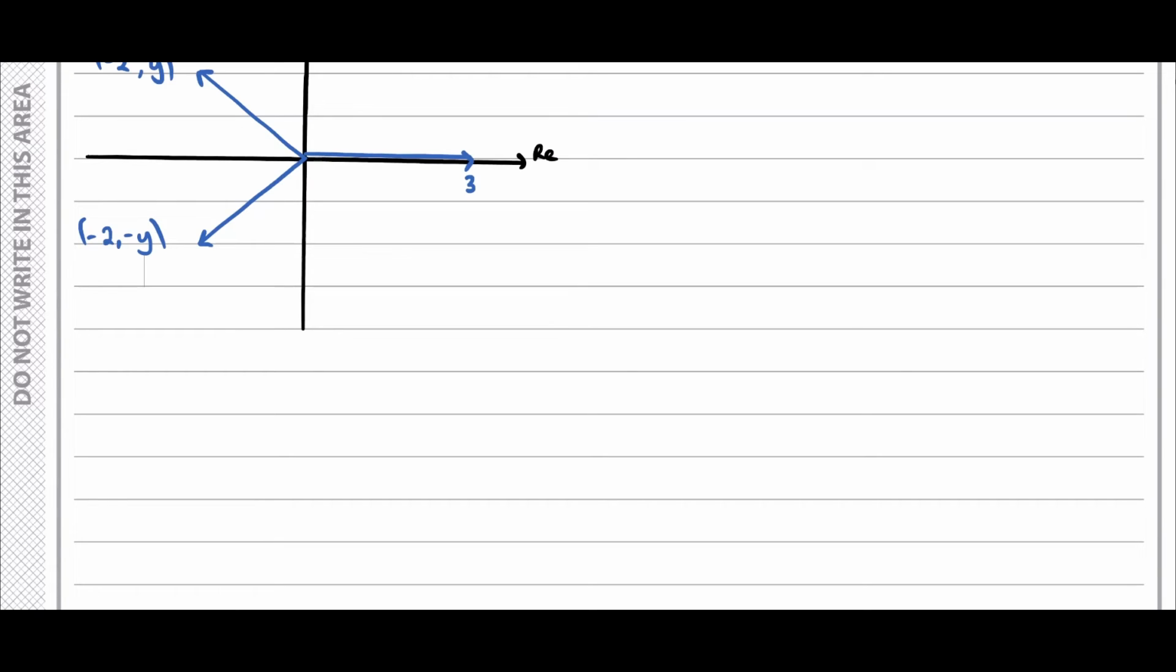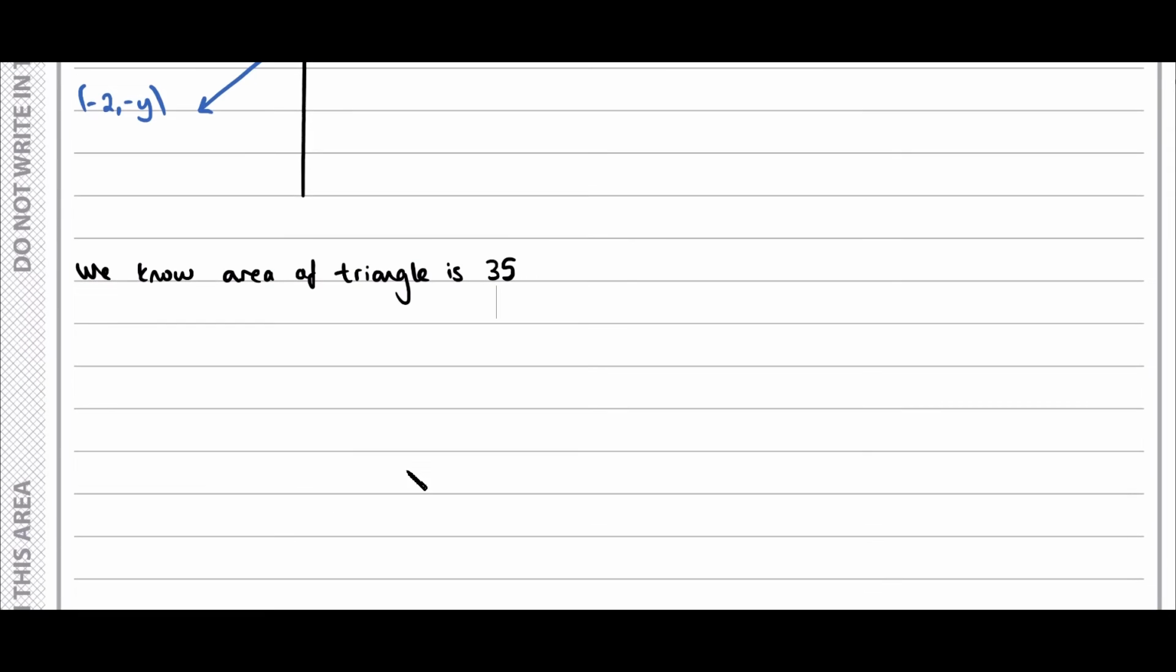So let's just write this down. We know the area of the triangle is 35. So let's have a quick sketch of a triangle. We have this base over here multiplied by the height over here.